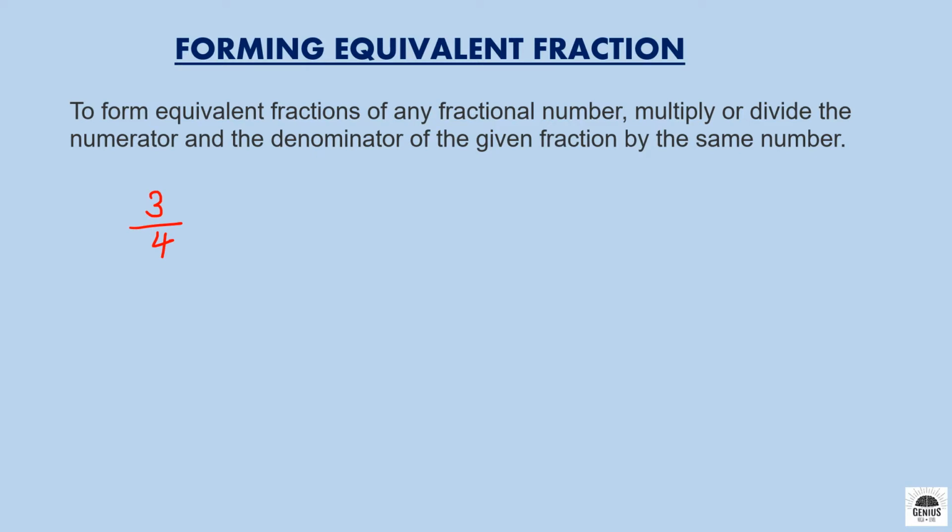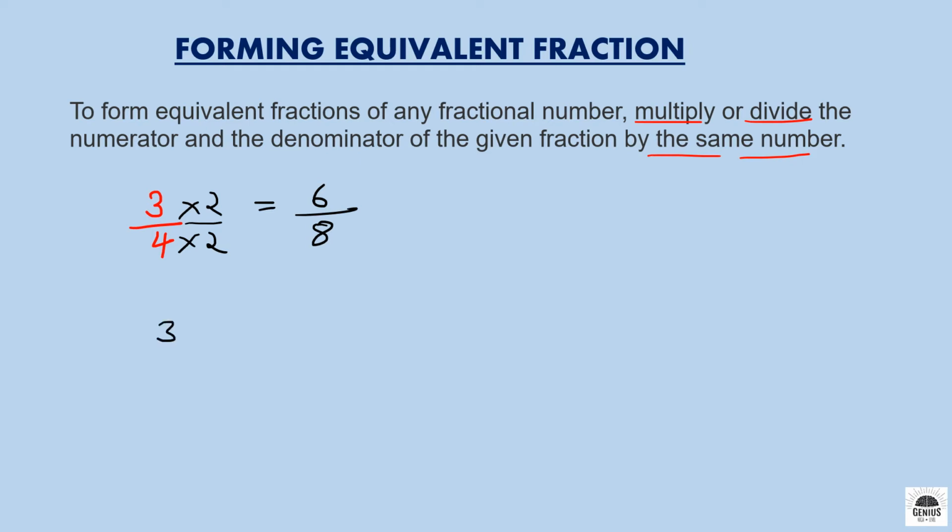To form an equivalent fraction of any fractional number, we multiply or divide the numerator and denominator of the given fraction by the same number. Okay, let's take an example. Suppose we have to find the equivalent fraction of 3 by 4. We multiply the denominator and numerator of this number by any natural number. I am multiplying it by 2, so we will get 6 by 8. So 6 by 8 is an equivalent fraction of 3 by 4.